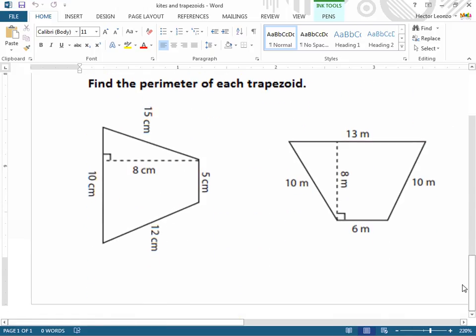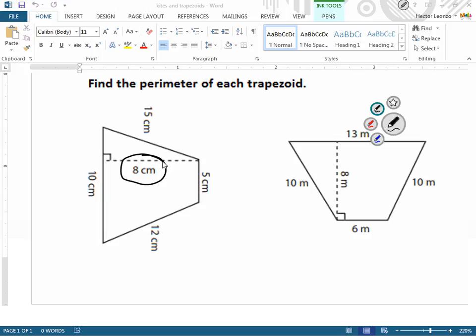Now, on the last 4, I have trapezoids, and some of them are rotated. So find the perimeter of each trapezoid, perimeter only, the sides only. I'm going to include the number on the inside, but for perimeter, you only need the sides. So that 8 centimeters is not needed. We call it the height of the trapezoid, and we're going to use it for area. So we'll come back to quadrilaterals later. For perimeter, just add the 4 sides.